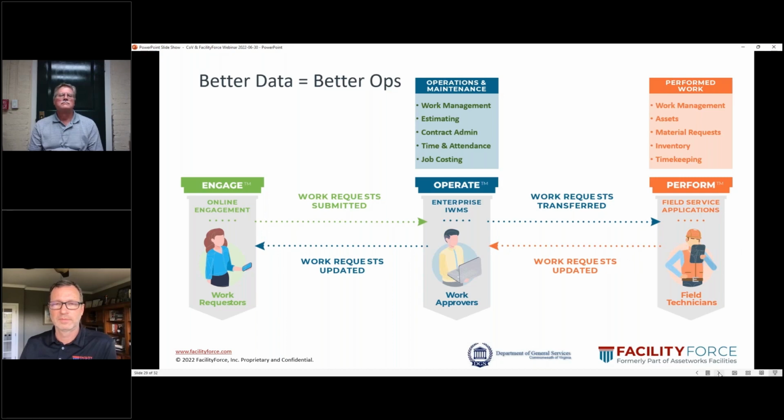Now, as they're going through and doing things such as updating the assets like we just saw or performing work, those work requests are going to get updated automatically and in real time. And then that information is going to ultimately be given back to the requester so that they're constantly updated. They'll know maybe we're waiting for materials, or they'll know that the work has been completed.